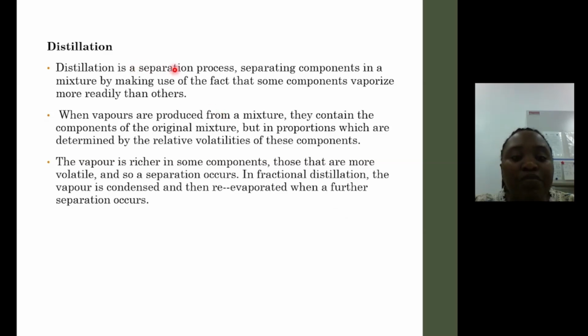We have also the distillation separation process, for separating components in a mixture by making use of the fact that some components vaporize more readily than others. When vapors are produced from a mixture, they contain the components of the original mixture, but in proportions which are determined by the relative volatilities of these components. So the vapor is richer in some components, those that are more volatile, and so separation occurs. In fractional distillation, the vapor is condensed again and then re-evaporated, so as to continuously keep separating different components.